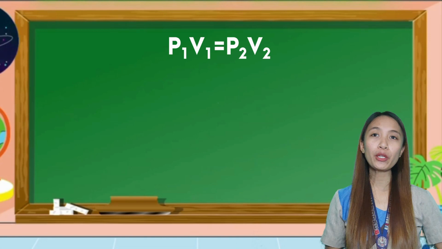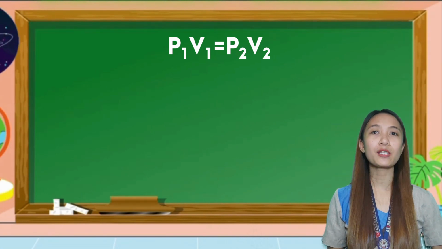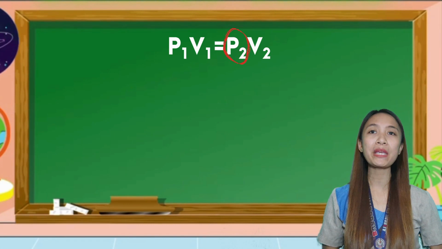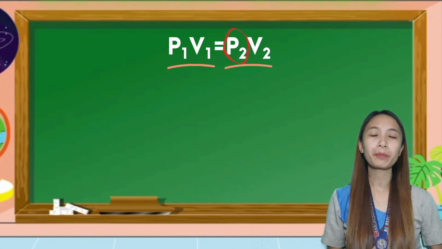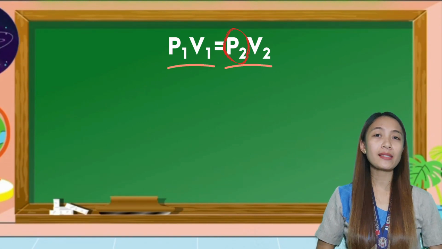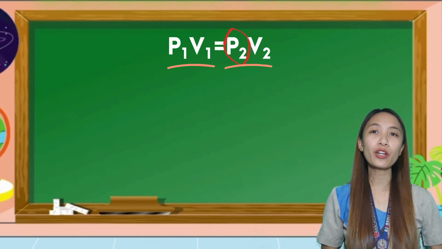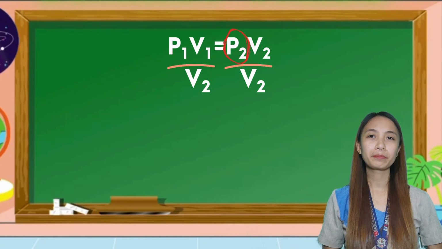After writing the general formula, let us encircle the required or the unknown in the problem. And in our example, our unknown or the required is the P2. So, we encircle the P2 or the P sub 2. Now, after encircling the unknown, let us place on the denominator whatever variable is with the unknown. In this case, what variable is with our unknown? Correct, we have V2. So therefore, V2 will be placed as our denominator for both sides of the equation.